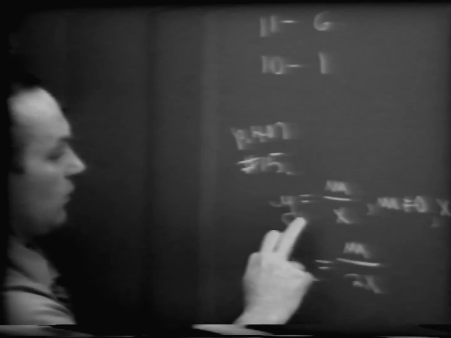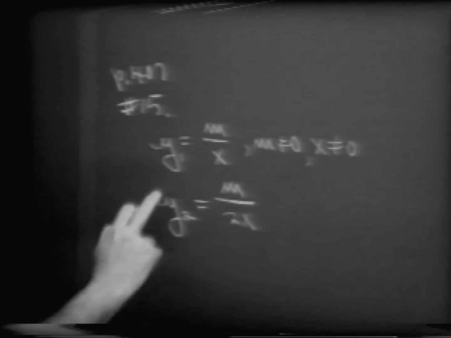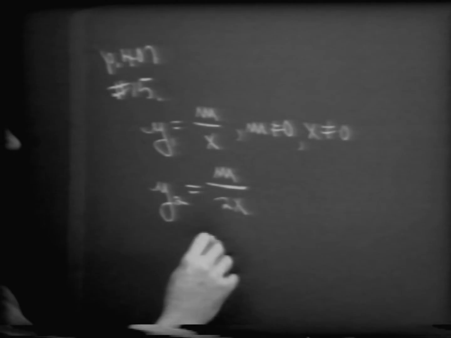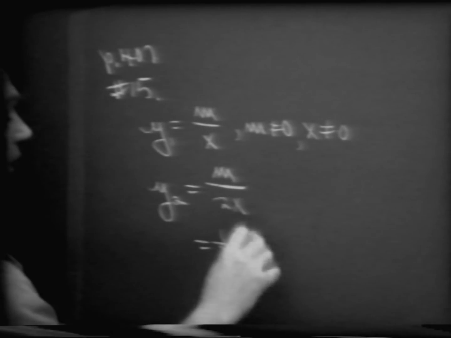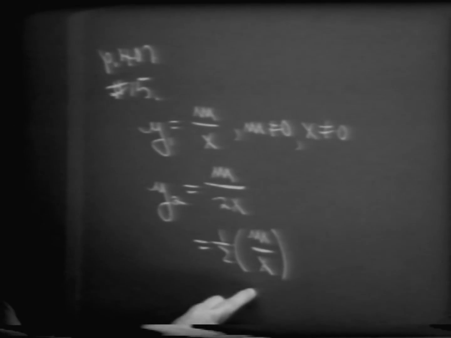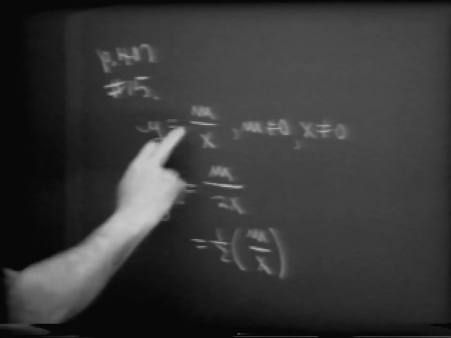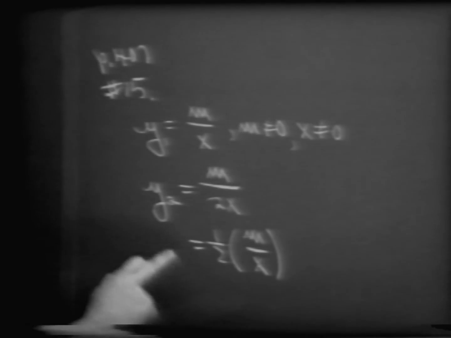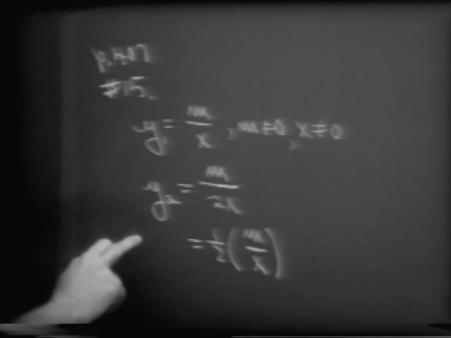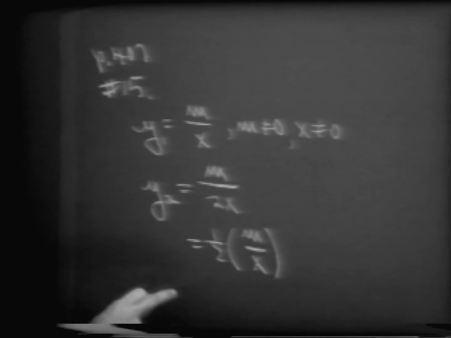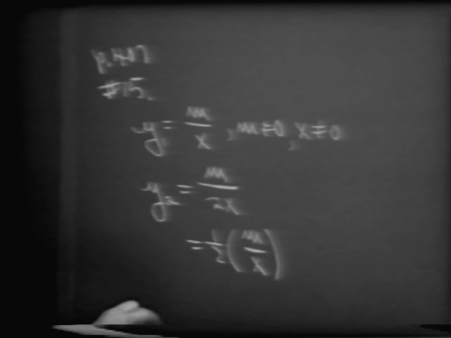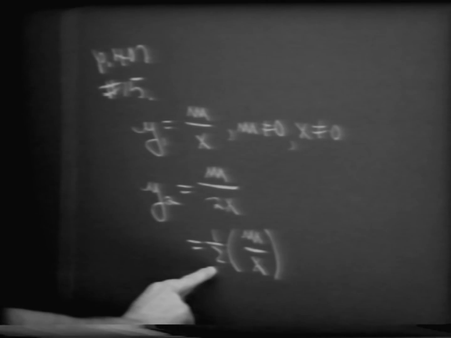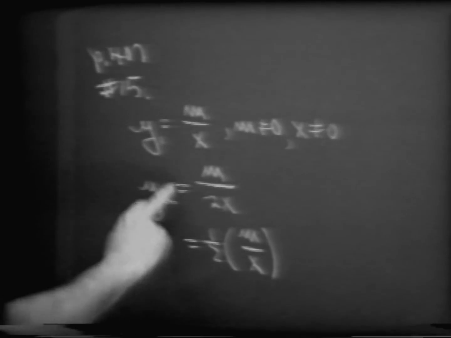Now, let's look at y sub 1 and y sub 2, and what's the relationship between those two? What then can you say? Well, let me rewrite this in terms of one half of m over x, using this notation. Now, y sub 1 is m over x, and y sub 2 is a half of m over x, so my question is, what's the relationship between y sub 1 and y sub 2? Y sub 2 is half of y sub 1.